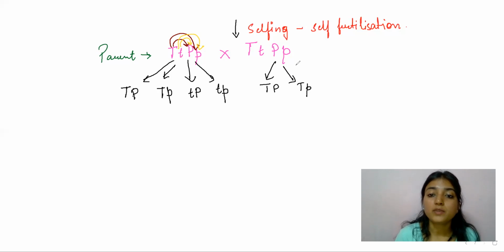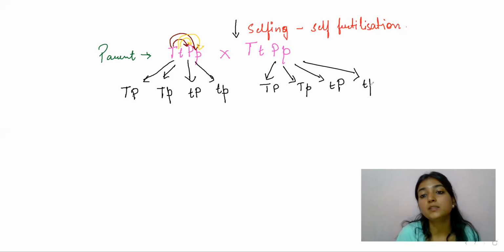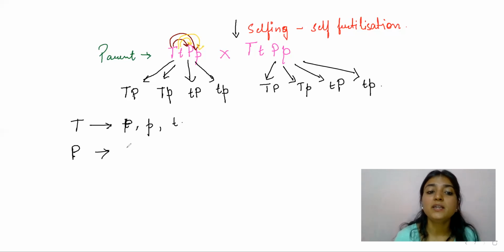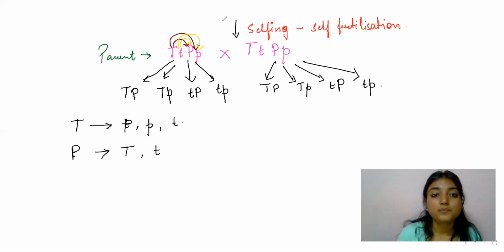Okay, small p, then small t capital P, and fourth is the small t small p. Fine. Now here you can see the capital T is independently assorting with the small t, or the capital P, or the small p. Now this capital P is also independently assorting with the capital T or the small t.